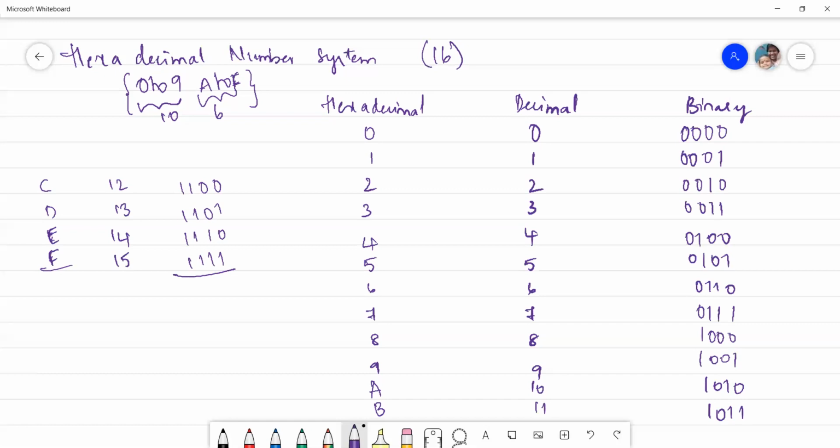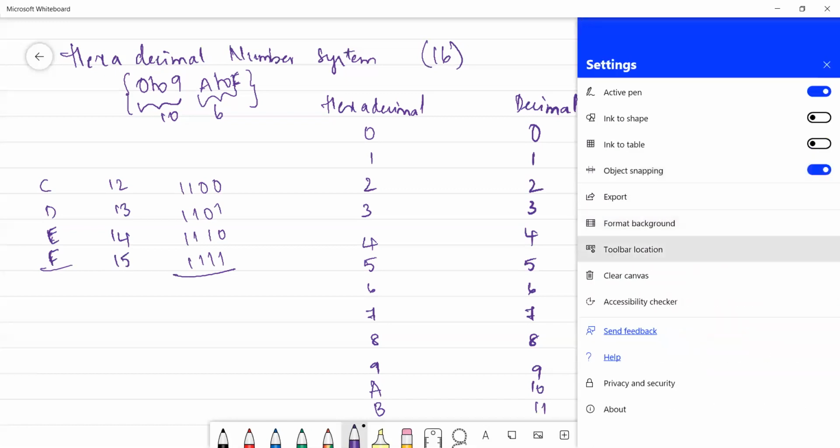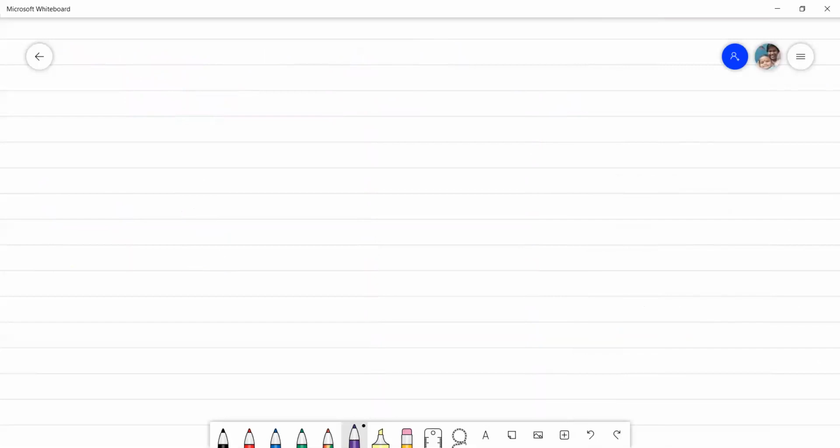Now we will see how to convert a hexadecimal number to a decimal number. We'll take one hexadecimal value, 3A.2F. This is a hexadecimal number. So how to convert it?